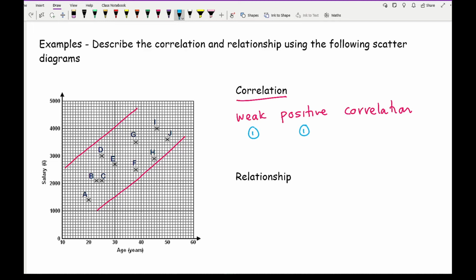If a question asks you what's the relationship and you say, oh, it's got weak positive correlation, you're not going to get any marks, because it's not asking you what the correlation is, it's asking for what the relationship is. Now here, because we've got weak positive correlation, we can say that what's on our x-axis is age, so as age increases, and then what's on our y-axis, salary increases. And that would be a perfect description of the relationship because it shows weak positive correlation.